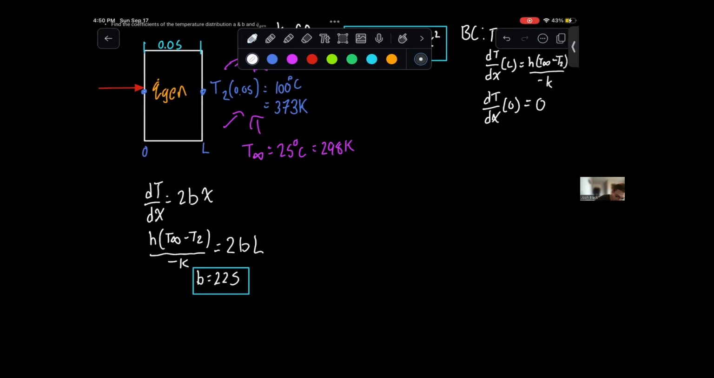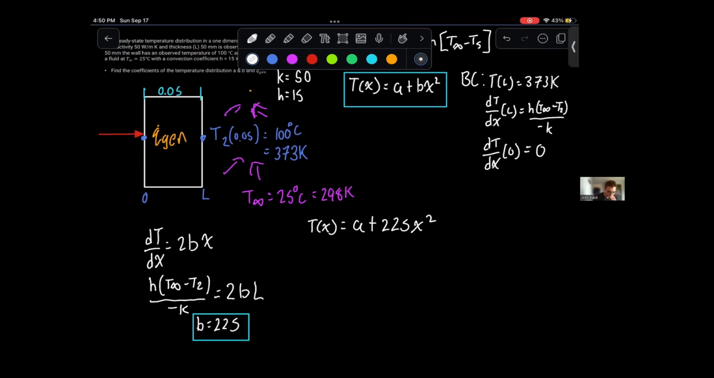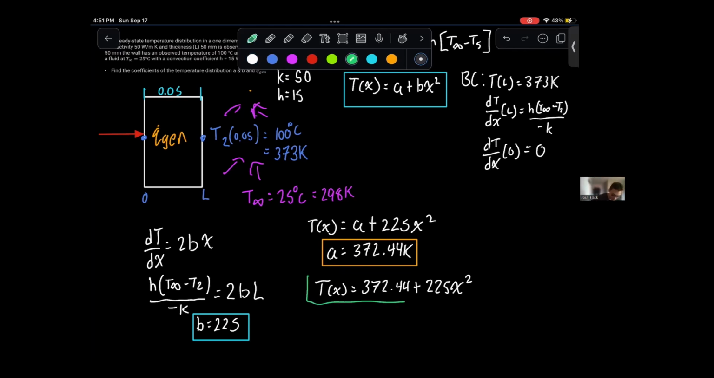So now we have T of x is equal to a plus 225x squared. We know that at x equals 0.05 meters, our temperature is equal to 373. We rearrange and solve for a. a is going to be equal to 372.44 Kelvin. So our equation is 372.44 plus 225x squared. Nice.